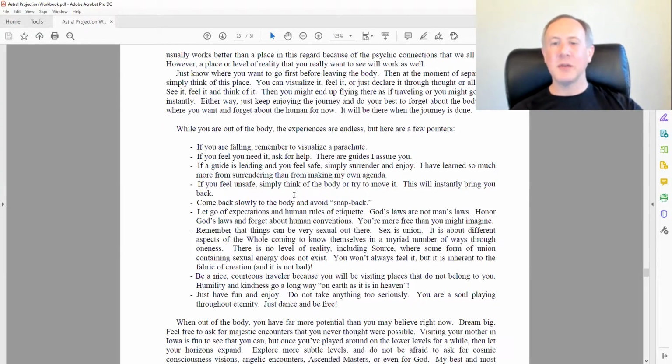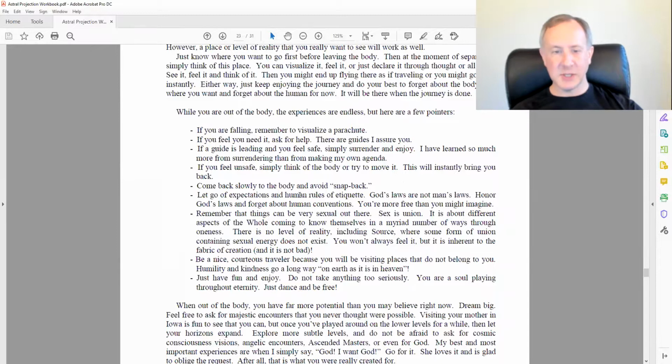If a guide is leading you and you feel safe, simply surrender and enjoy. I've learned so much more from surrendering than from making my own agenda. If you feel unsafe, simply think of your body or try to move it. This will instantly bring you back to it. Come back slowly to avoid snapback. Let go of all expectations, because God is in charge.